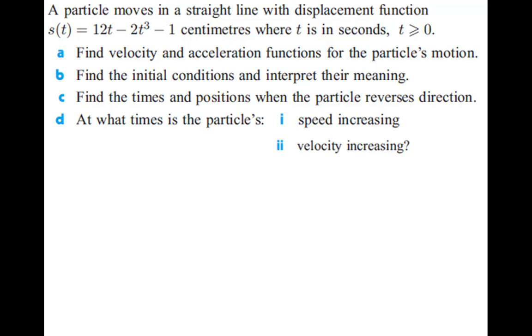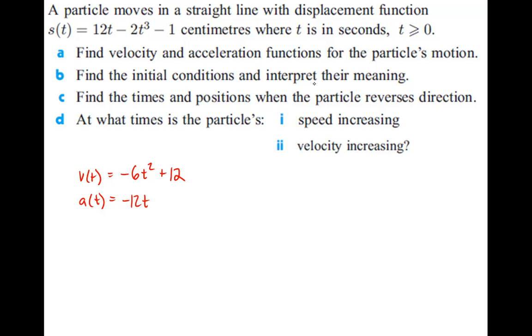Well, hopefully you've worked this out for yourself now. So we've got to find the velocity and acceleration functions. The velocity is going to be the derivative of what we had up there, so putting it in standard form would be -6t squared plus 12. And the acceleration, of course, is going to be the derivative of that, which would be -12t. And the 12 goes away.